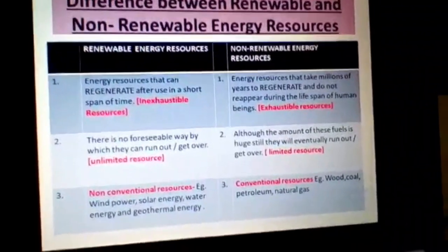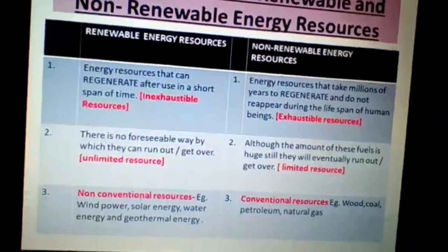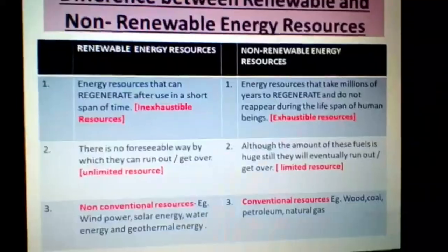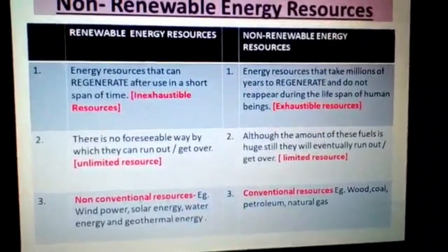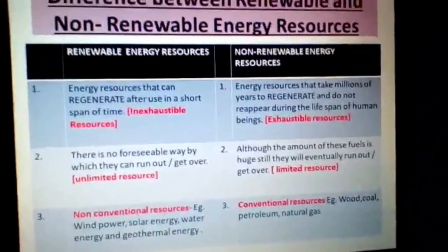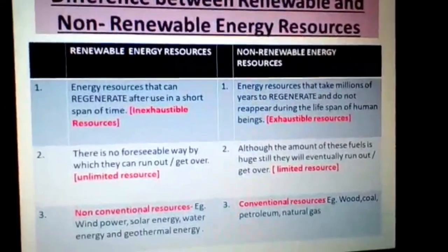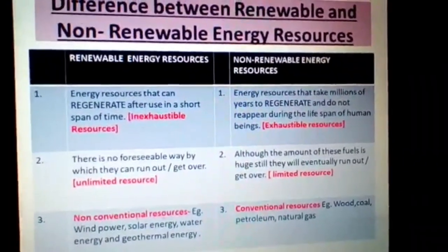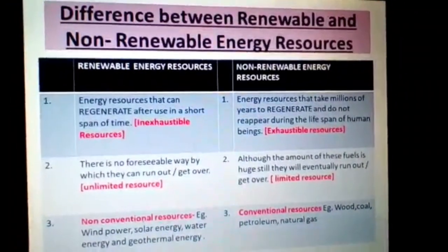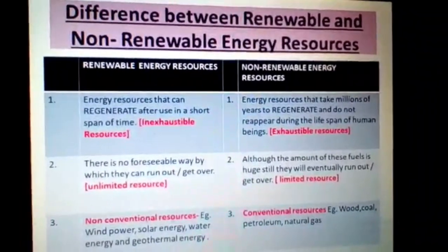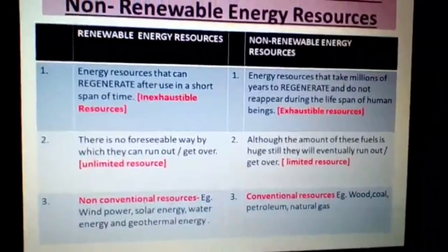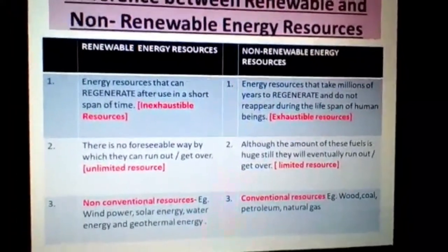Then comes the non-renewable energy. Now, these resources are those which take millions of years to regenerate, and they do not reappear during the lifespan of human beings. Example being your coal, petroleum, and the natural gas. So it should be kept in mind that the non-renewable energy resources are very limited, and therefore they must be used very carefully and judiciously.